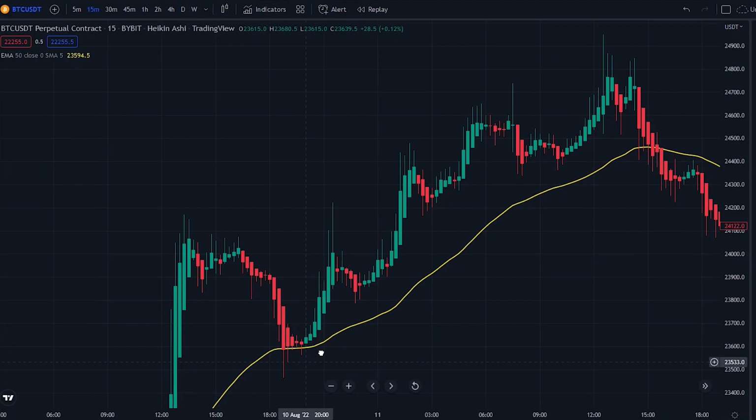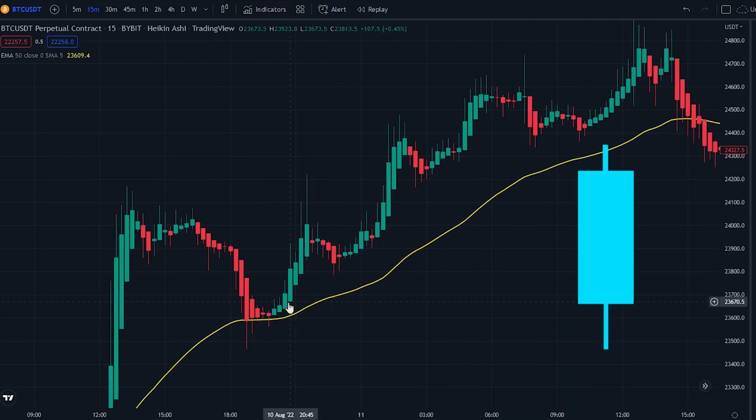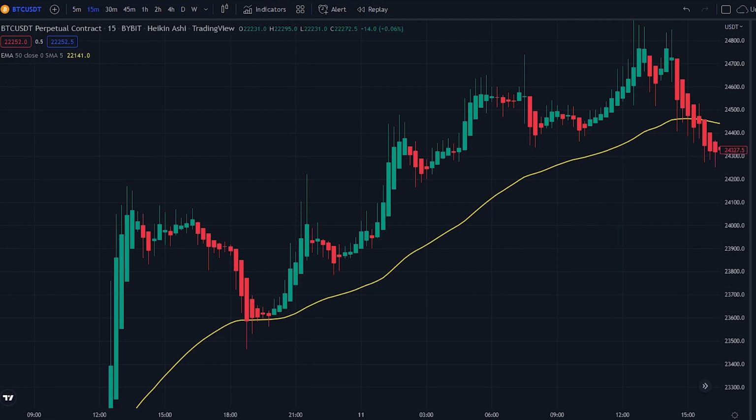First, we will need to see the 50 EMA acting as support, so the candlesticks should bounce off the 50 EMA. Next, we will need to see a candlestick that doesn't have a lower wick. As you can see, all of the conditions have been met, so we will enter into a position.